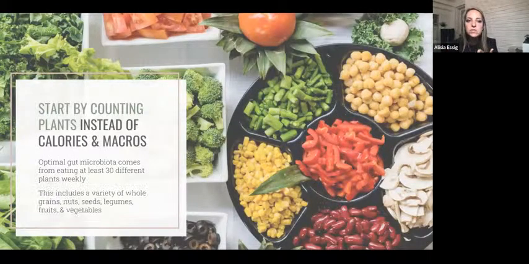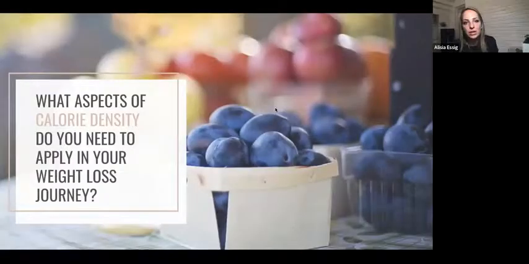And this includes whole grains, nuts, seeds, legumes, fruits, and vegetables, not just fruits and vegetables. This includes all of the whole grains, the nuts, the seeds. And if you're eating that variety, then you're going to experience a better microbiome, which will help you in your weight loss process. Now, I want you to write in the chat, what was your takeaway?